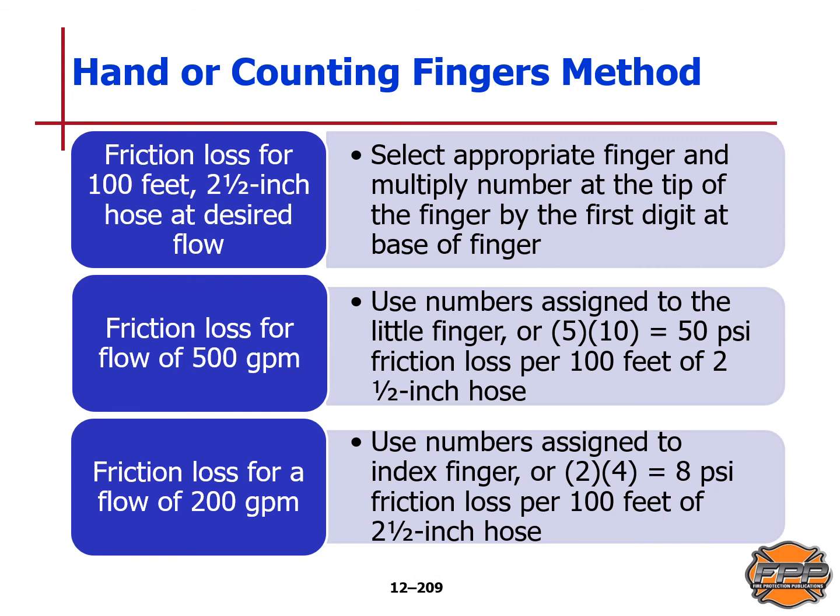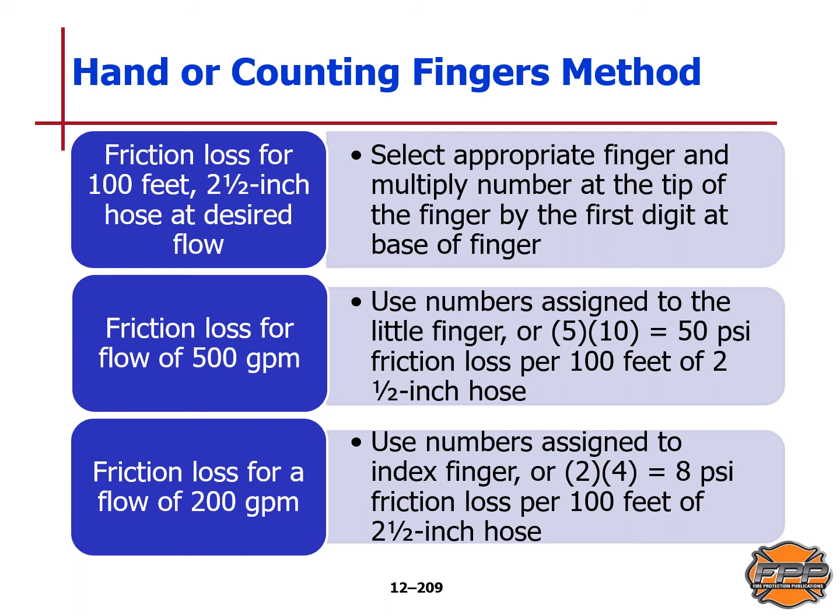So for the hand or counting fingers method, to find the friction loss for 100 feet of 2.5 inch hose at the desired flow, you select the appropriate finger and multiply the number at the tip of the finger by the first digit at the base of the finger. For a flow of 500 gallons per minute, you use the numbers assigned to the little finger, or 5 times 10 equals 50 psi friction loss per 100 feet of 2.5 inch hose.